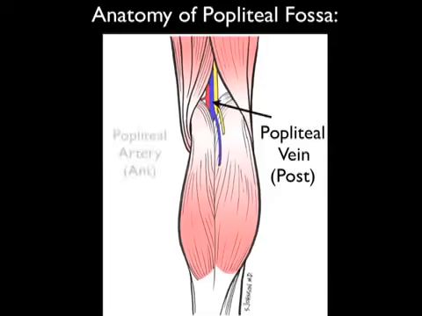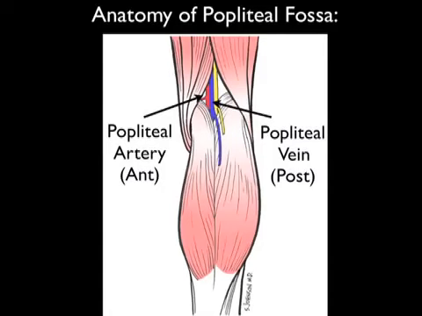Now let's turn our attention to the anatomy of the popliteal fossa. We note here the popliteal vein and the popliteal artery. Remember that the popliteal vein is going to be in an orientation located more posterior to the popliteal artery, which will be located more anterior.